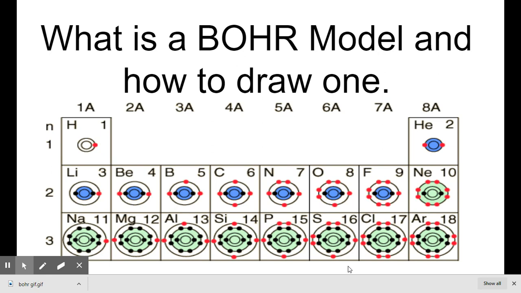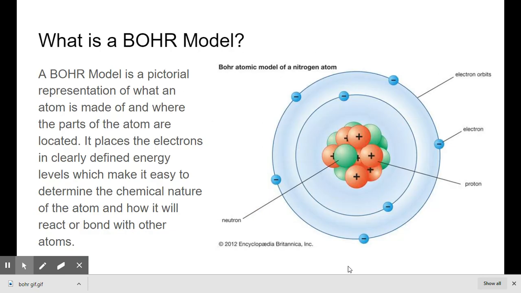So when we talk about what a Bohr model is, it's just a pictorial representation of what an atom is made of and where the parts of the atom are located. It places the electrons in clearly defined energy levels, which make it easy to determine the chemical nature of the atom and how it will react or bond with other atoms. So you see there that picture is only one way. There are multiple ways to draw a Bohr model. We're not going to get as fancy as that picture there.